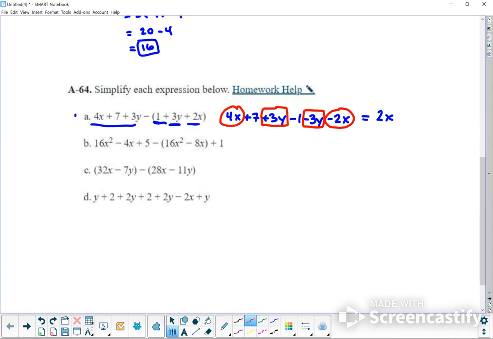Right. And then lastly, we have numbers. So we have positive 7 and negative 1. So basically 7 minus 1, and that makes a positive 6. And you see how I circled everything? That means that I'm done. And this right here is my answer.